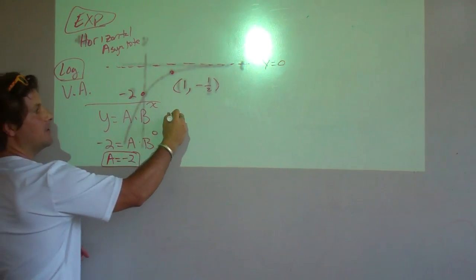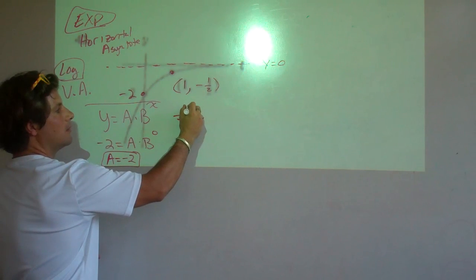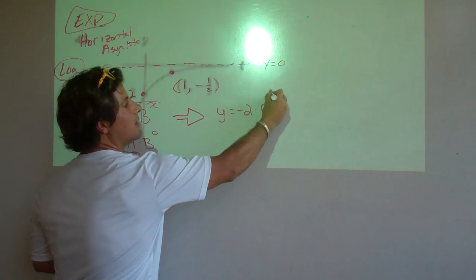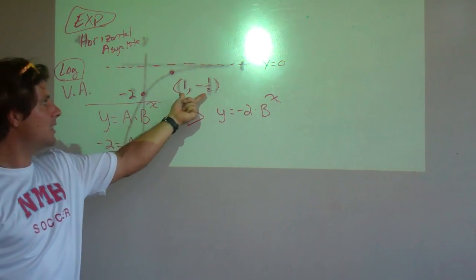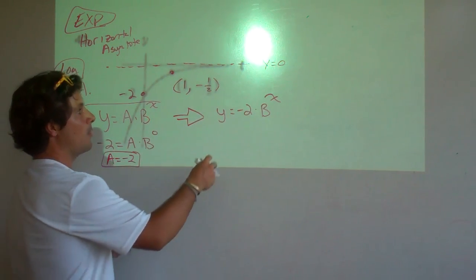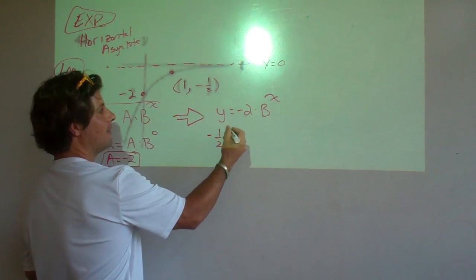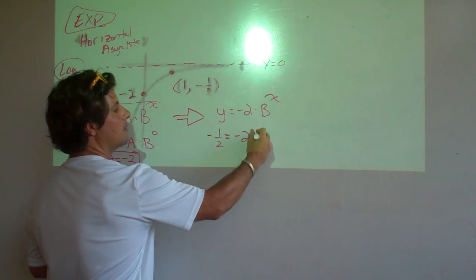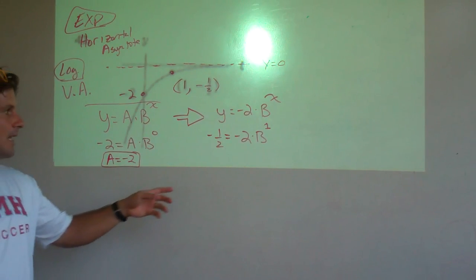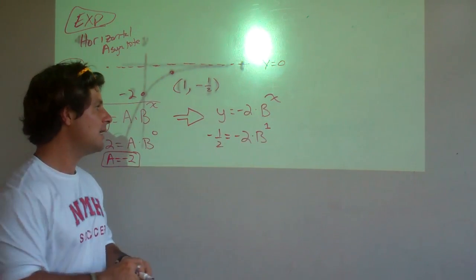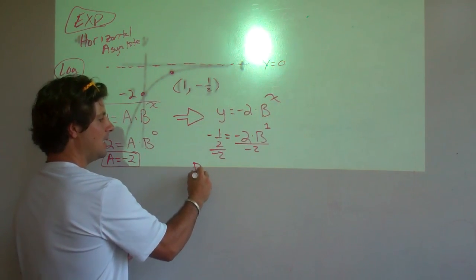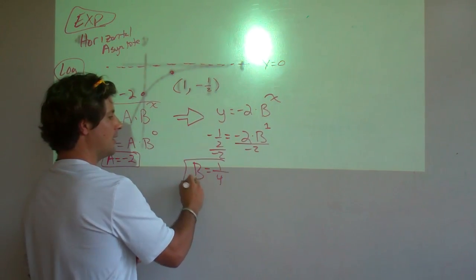Therefore, we can write this equation as y equals negative 2 times b to the x. And then we're going to plug in this other point, 1 comma negative 1/2, so that we can find b. So y is negative 1/2 when x is 1. So again, this works out nicely because b to the 1 is just b, and we can divide both sides by negative 2, and we get that b equals 1/4.